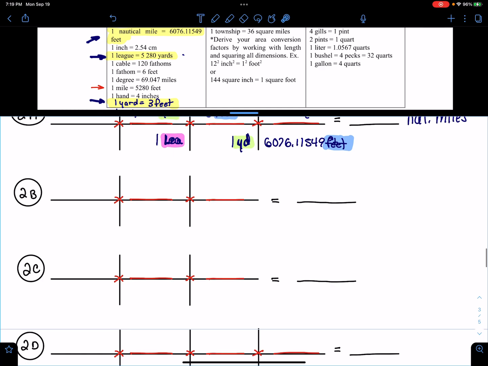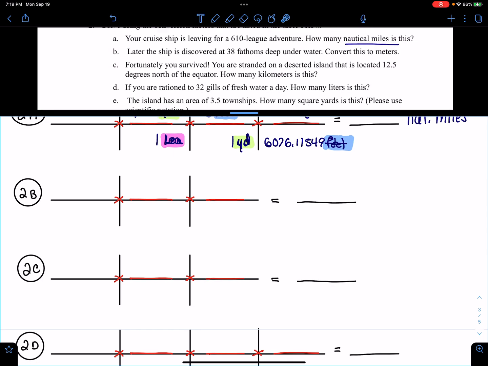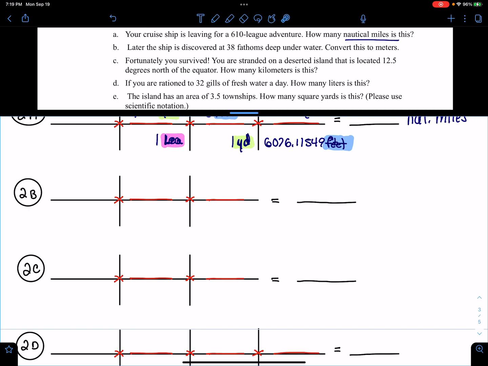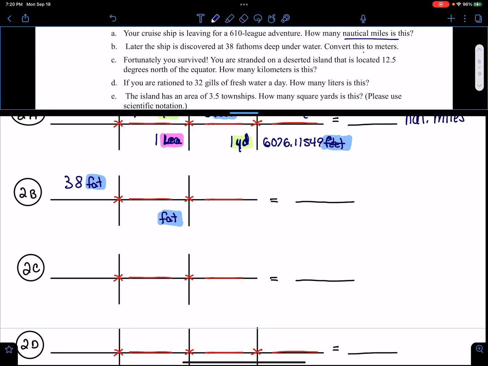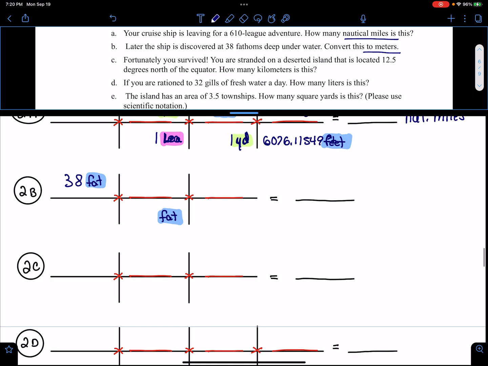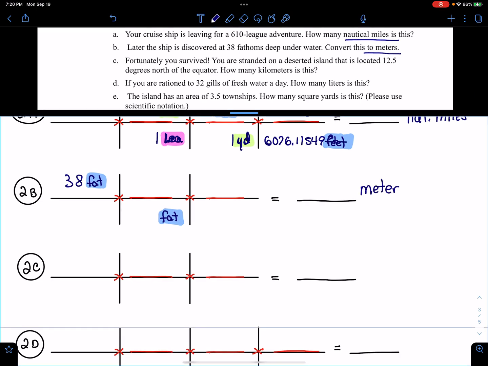So let's go to 2B here. 2B says, later the ship is discovered at 38 fathoms. So we're going to put the number, 38 fathoms, whatever that unit is, all right? Before I even look at the rest of this, I know that I have to put my fathoms right here, okay? So put the fathoms down there, and what's this thing wanting us to change it to? Well, it says here, change it to meters. So I'm going to put the unit, meter, right there.